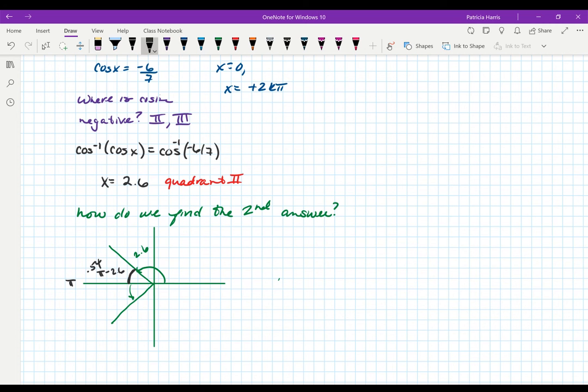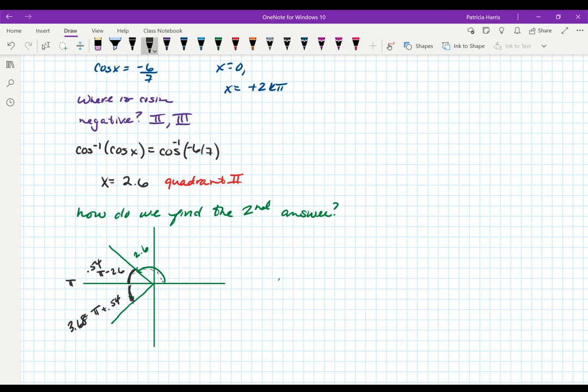Okay, so now if I want this angle right here, measured from here, I have to go pi plus 0.54. And I get 3.68. Okay, so that's how I find my second answer.